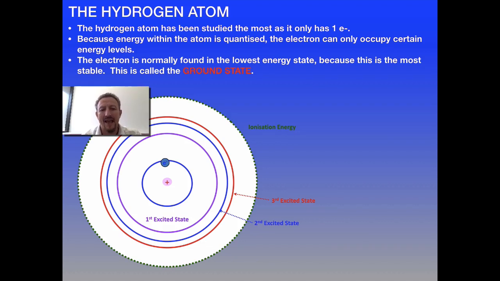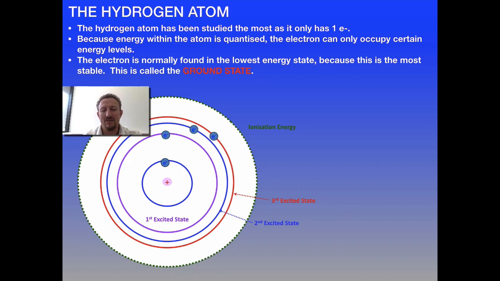So let's have a look at our electron here. We can actually energize it. So when I energize it and give it a certain amount of energy, you can see it will move into that first excited state. Give it a little more energy and it will go into our blue shell. A bit more energy and it goes back into our red shell, getting further and further away from the nucleus. But remember, that requires a specific amount of energy in order to get there.